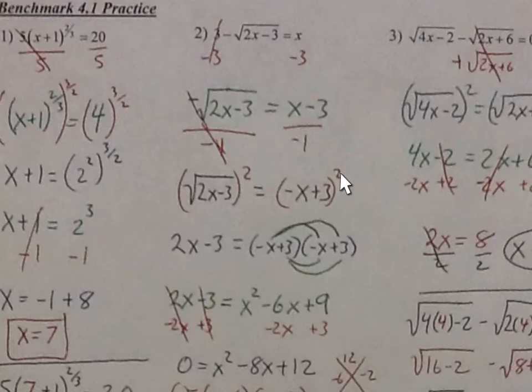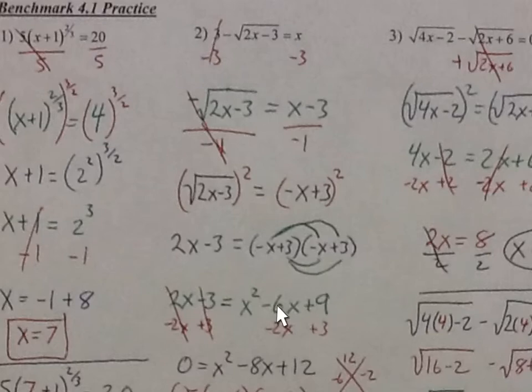Now I have a squared here. Squared means times itself, so I have 2 of them. So I now have to FOIL this. So negative x times negative x is x squared. Negative x times 3 is negative 3x. 3 times negative x is negative 3x. So a negative 3x and negative 3x is a negative 6x. And 3 times 3 is 9.